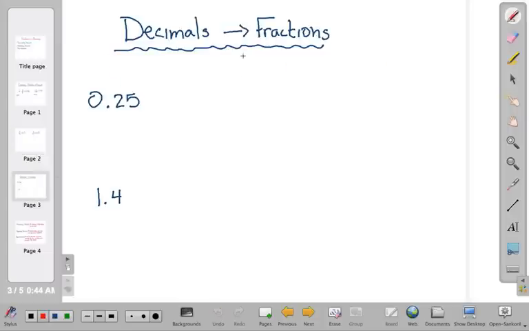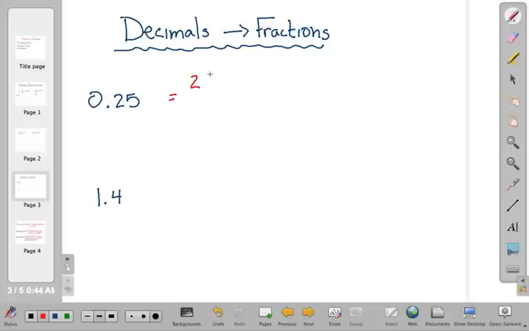So now that we've worried about how to change fractions into decimals, we're going to worry about changing decimals into fractions. All we have to do is read this decimal. We could read this as 25 hundredths, not 27 hundredths. So you read this 25 hundredths.